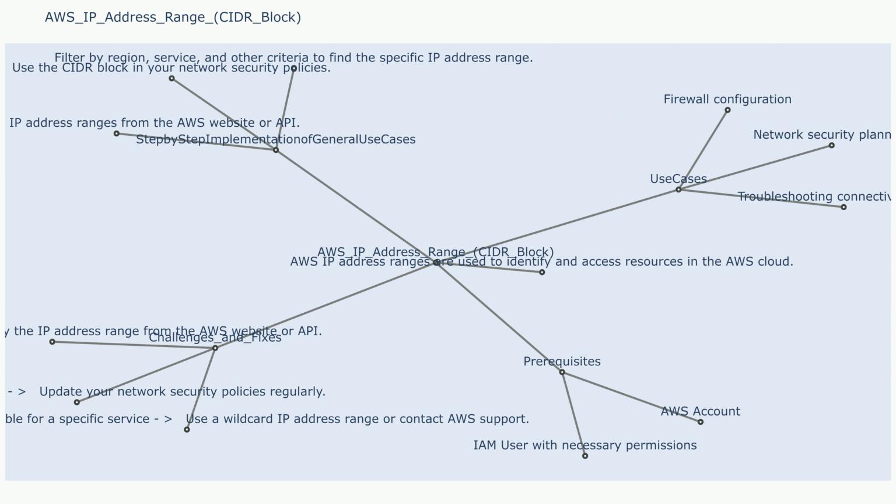Contact AWS support if you are unable to find the IP address range for a specific service. Reach out to AWS support for assistance.